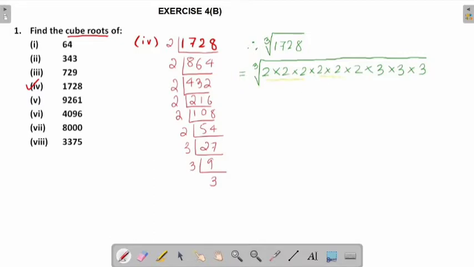So we have a group of 3 numbers and another group of 3 numbers. Now in place of these 3 2's I'll write only one 2, and in place of these 3 3's I'll write only one 3. Now your job is to multiply them. 2 3's are 6, 2 times 6 is 12. So that means the cube root of 1728 is just 12 for you.